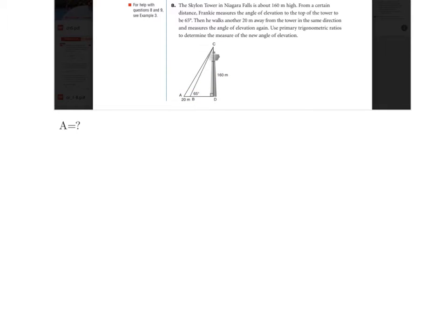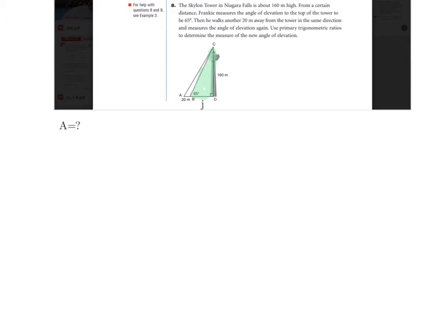Alright, since I see that triangle CBD already has two angles, a 90-degree angle and a 65-degree angle, and a height of 160 meters, I'm going to start with that. So I'm going to just find the distance from B to D. Now, it's not really that convenient to call that side BD, so I'm just going to invent my own letter. Let's say J for that.